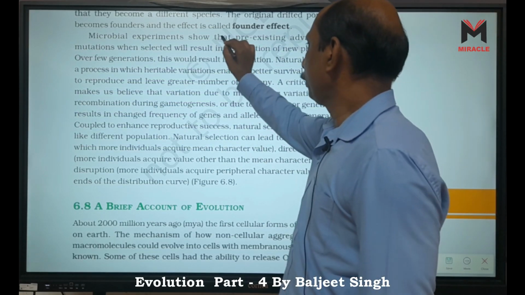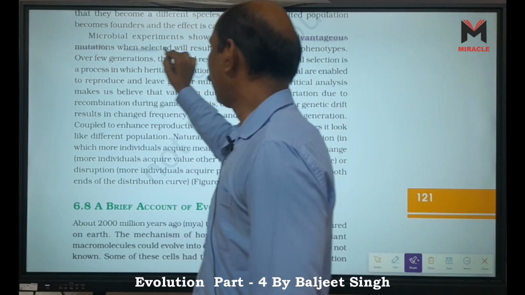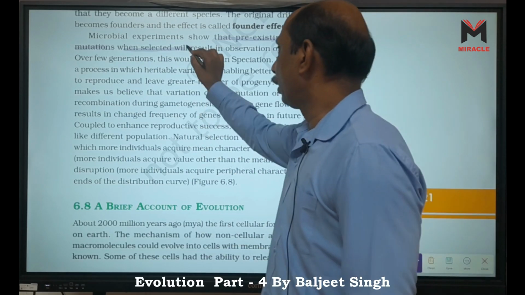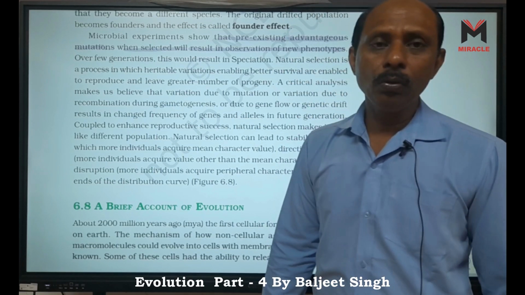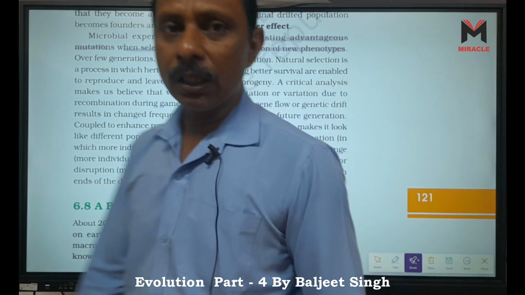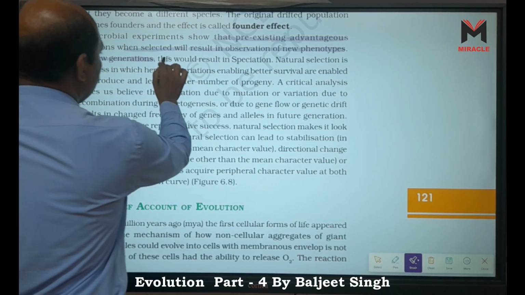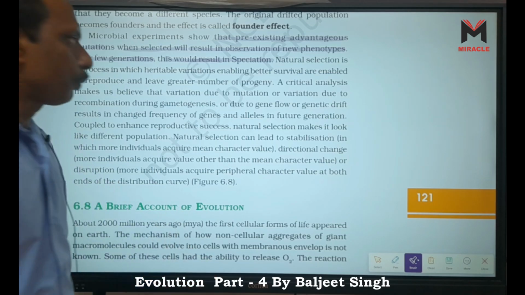That pre-existing advantageous mutation, when it is selected by nature, will result in observation of new phenotypes, so they can be seen in the new generation. Phenotypes means which we can see, right? After a few generations, this would result in speciation.